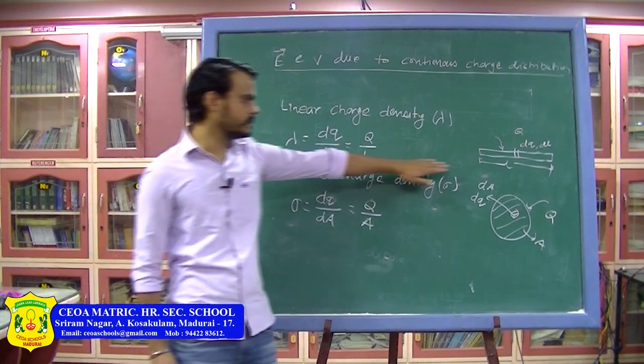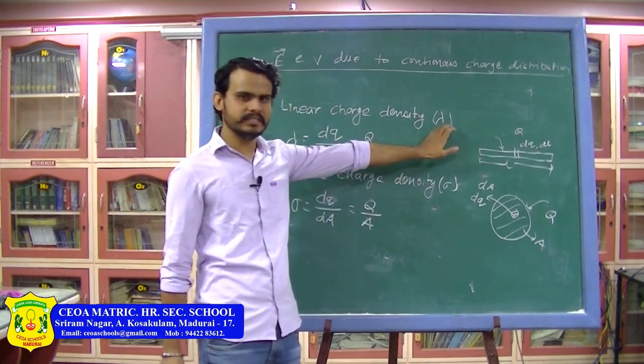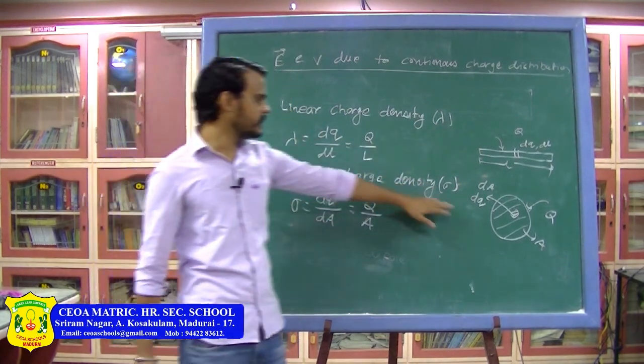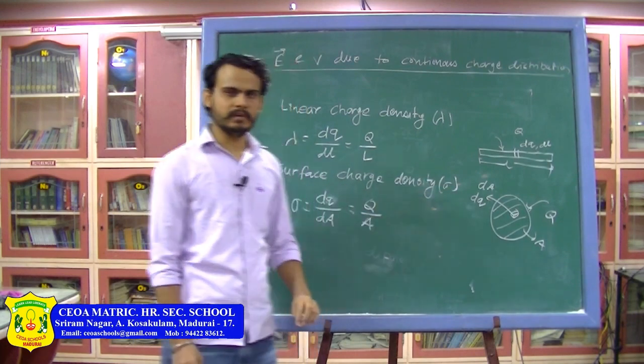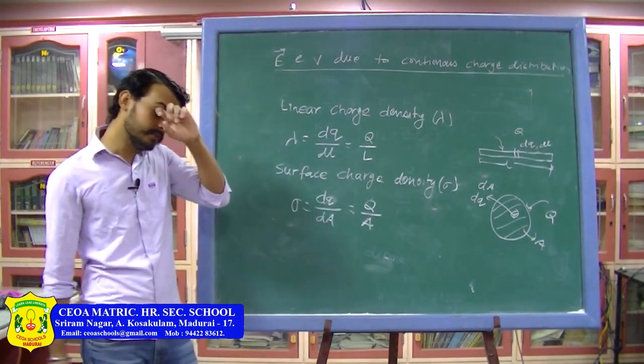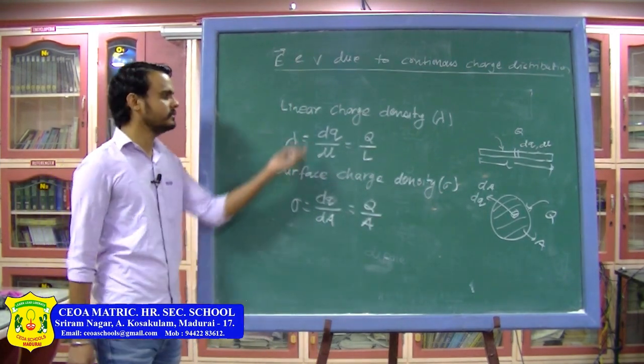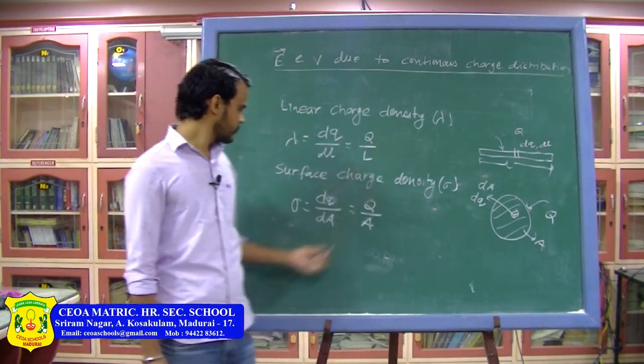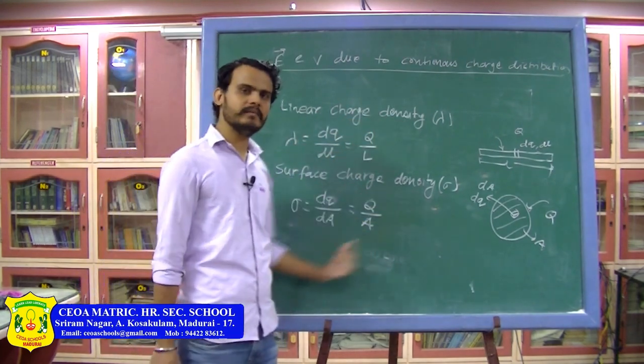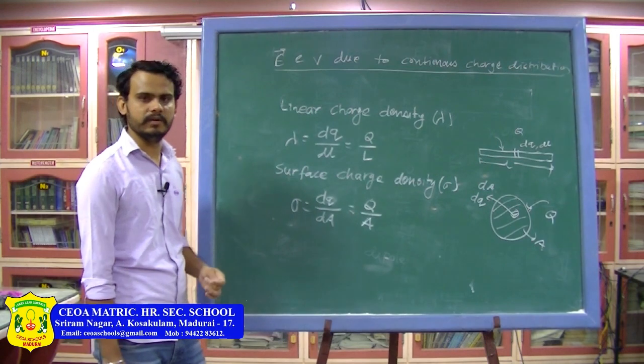So for a length we define linear charge density, which is lambda. For a surface we define surface charge density, which is sigma. Simple relationship which we have seen in your mechanics also. We have seen linear mass density, surface mass density, and volume mass density, which we simply call density.